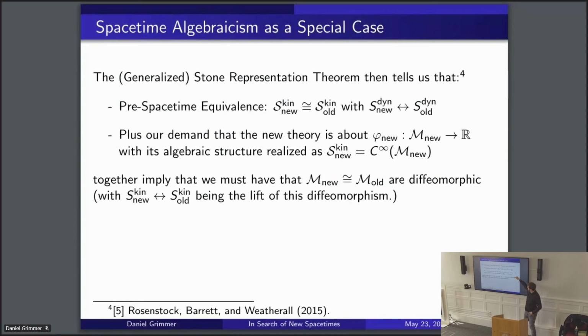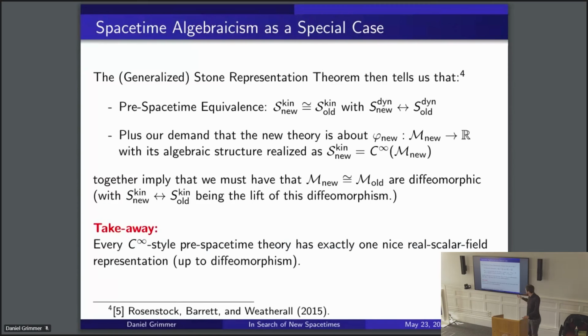And it tells us that once we've demanded this pre-spacetime equivalence, and we've also demanded that the new theory is about a real scalar field with its algebraic structure realized as a C-infinity algebra, together those imply that the new and old manifolds have to be diffeomorphic, with the relation between the states being the lift of that diffeomorphism. Okay, so that's the general result that we heard about last week.